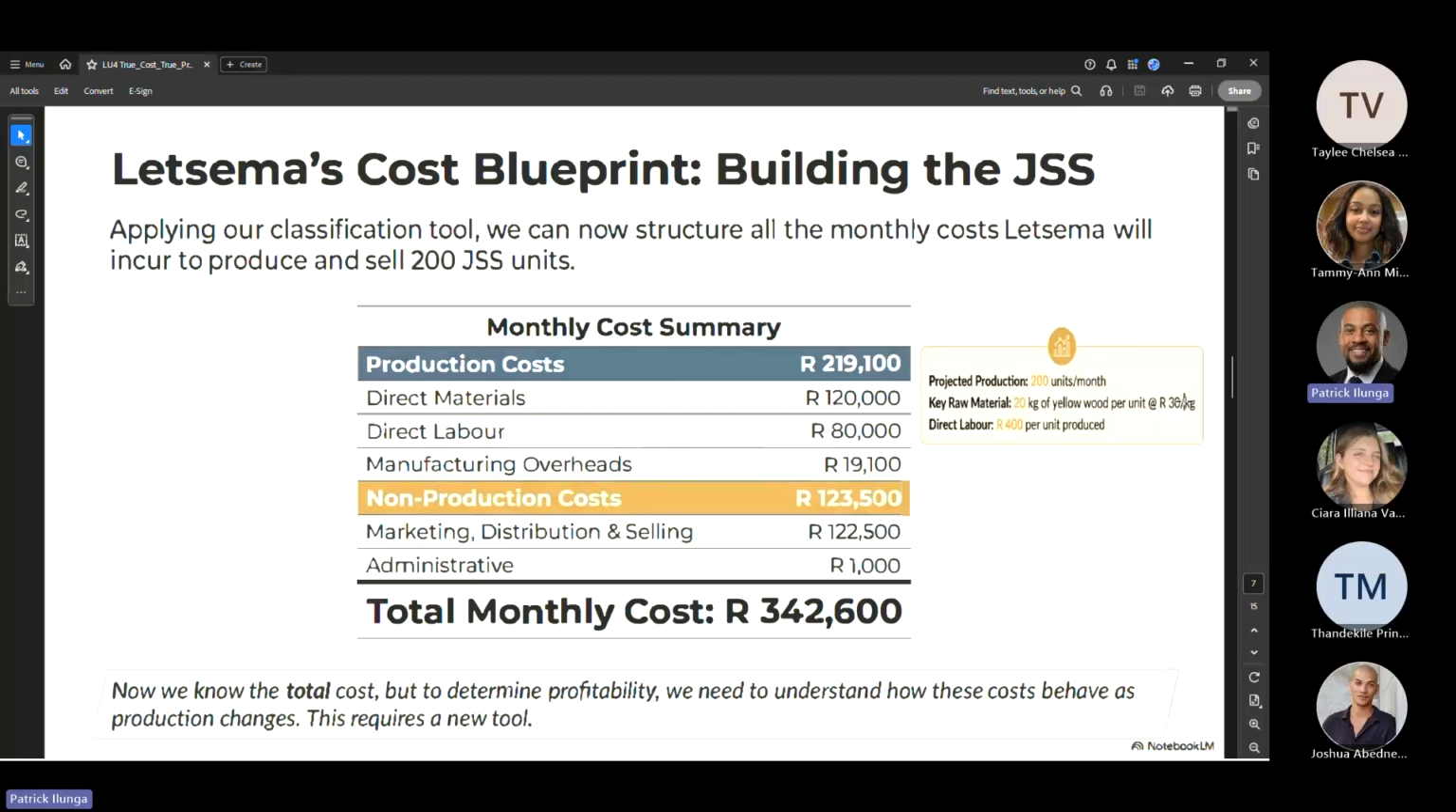So to find what I will need for 1 unit, 20 multiplied by 30, which is 600 Rand, right? Now 600 Rand, that is for 1 unit. Now for 200 units, 200 multiplied by 600 Rand, which gives us 120K, right? So we're good, 120K. Now, direct labor.